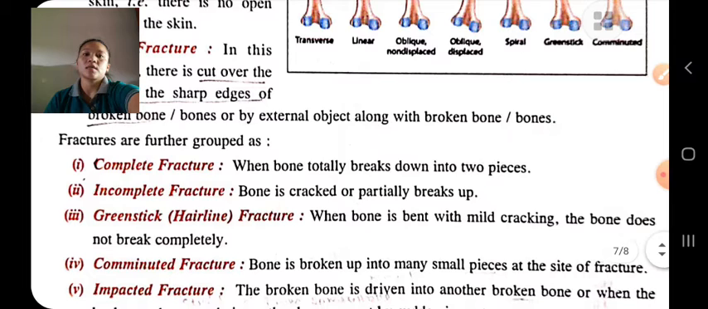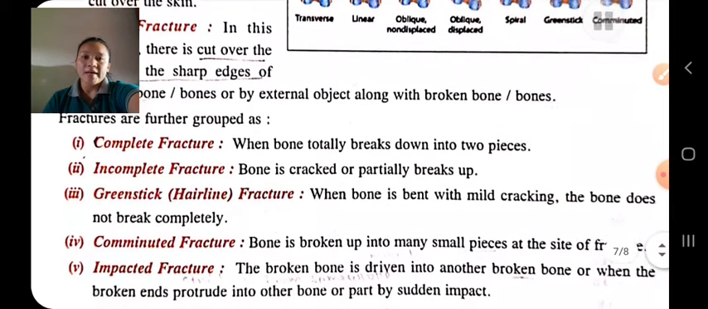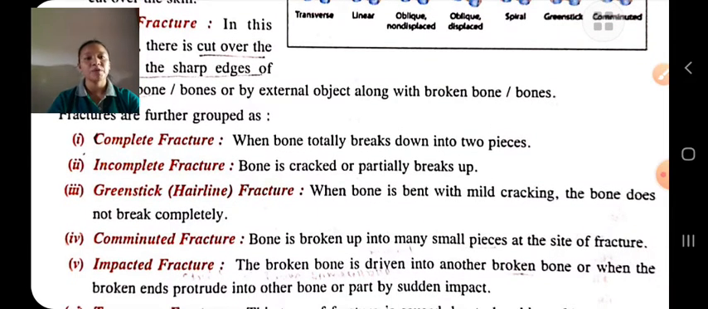Fractures are further grouped as complete fractures. Complete fractures mean the bone totally breaks into two pieces. Incomplete fractures mean there is only cracking or partial breaking of the bone. The bone is not completely broken.